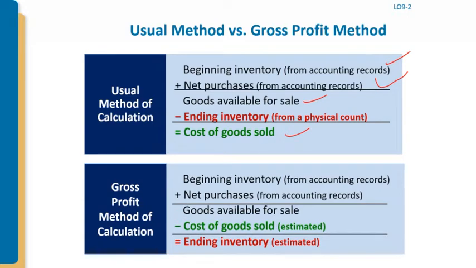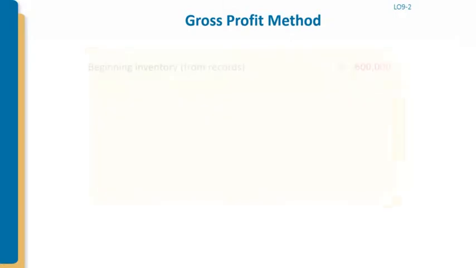Under the gross profit method, we start with beginning inventory, then we add net purchases, then we have the goods available for sale and the estimated cost of goods sold. This is the estimated one, and the ending inventory. Finally, we get this one. So this is how we calculate. And let's see one example.